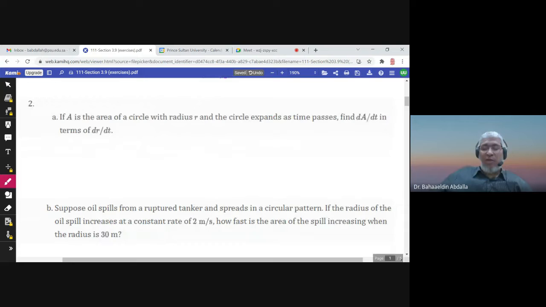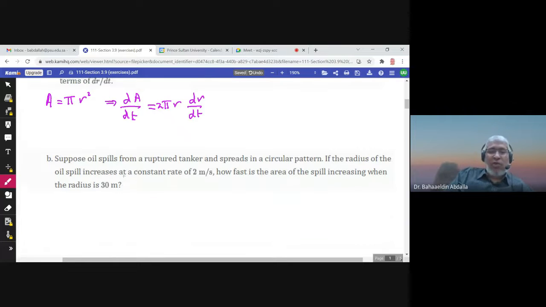If A is the area of a circle, well, the area of the circle is pi r square with radius r, and the circle expands as time passes. Find dA by dt in terms of dr by dt. So if we differentiate with respect to t, then dA by dt equals pi is just a constant, so leave it. Find the derivative of r squared. It's 2r times dr by dt using chain rule.